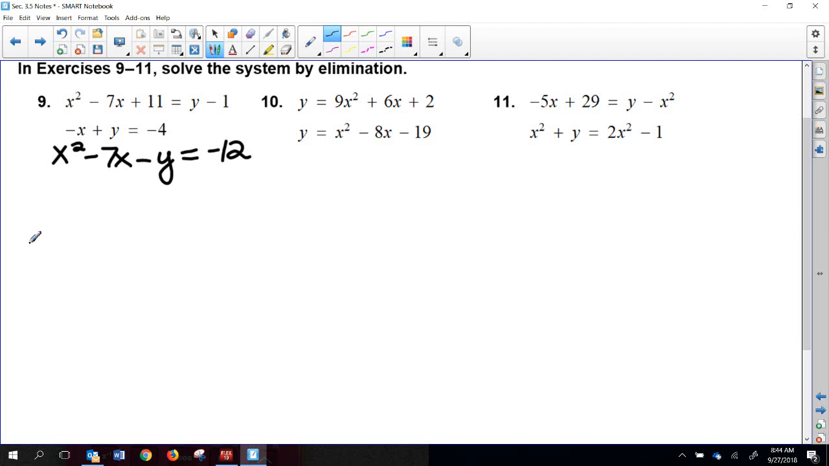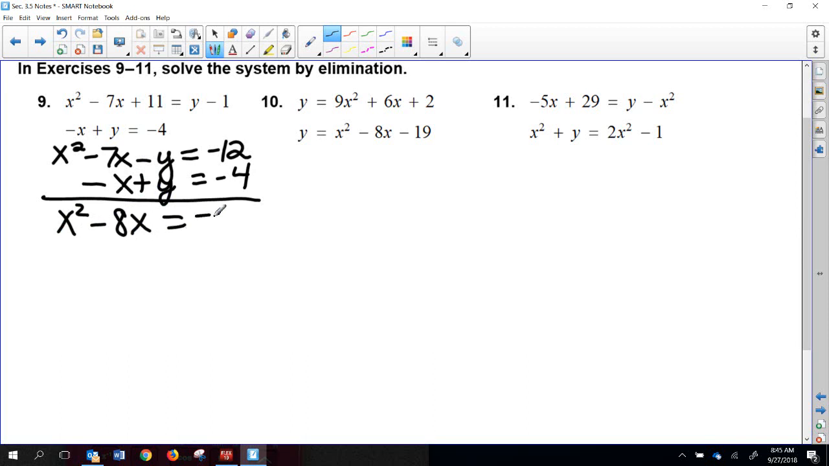Can you see how it's equivalent? All I did was I took the y over here and I took the 11 over there. So now I can line these up. So I can make this negative x plus y equals negative 4. See how I'm lining it up so that I can use elimination. And what's the easiest variable to eliminate? Y. So now I can go down and I can just add. I get x squared minus 8x. Those cancel out, equals negative 16.